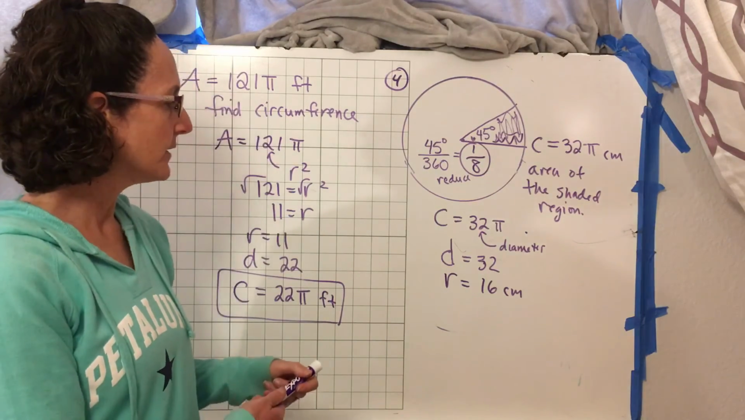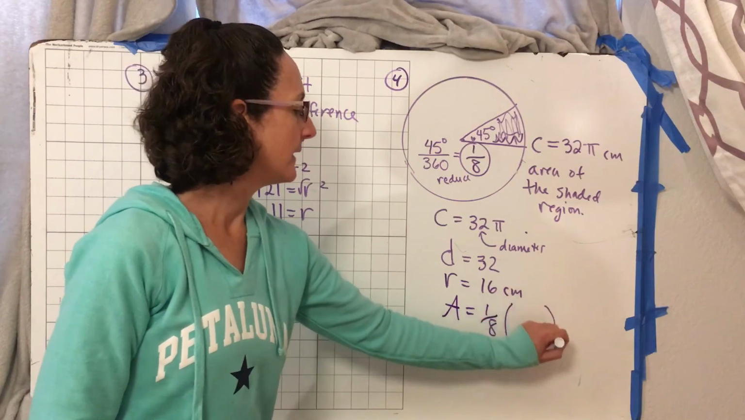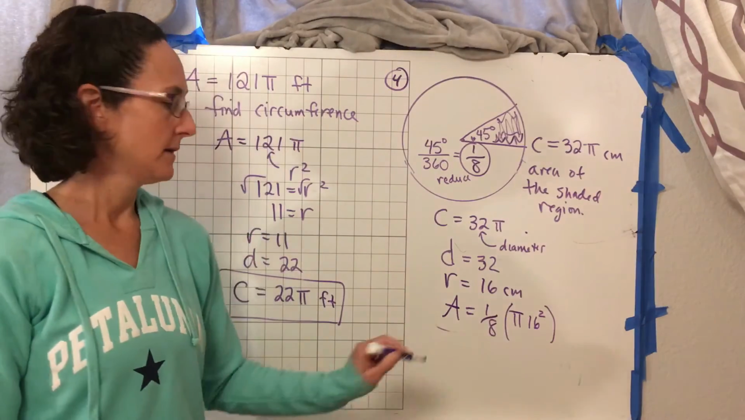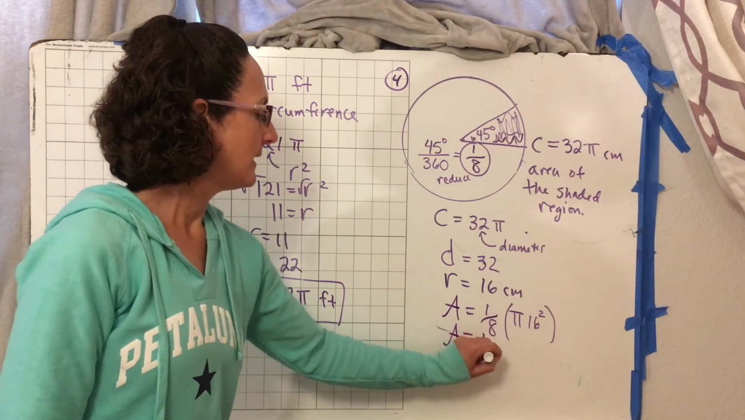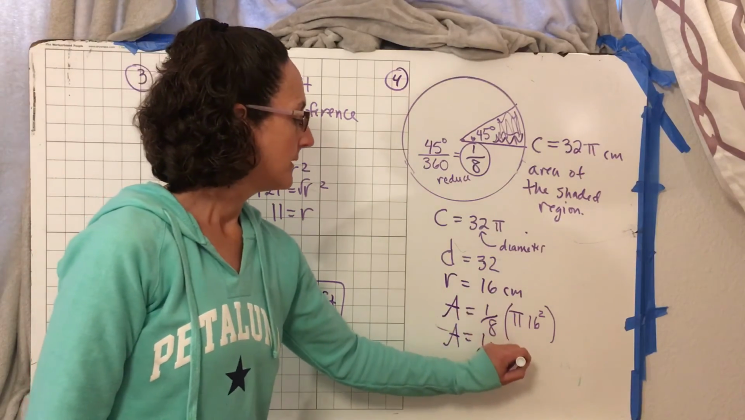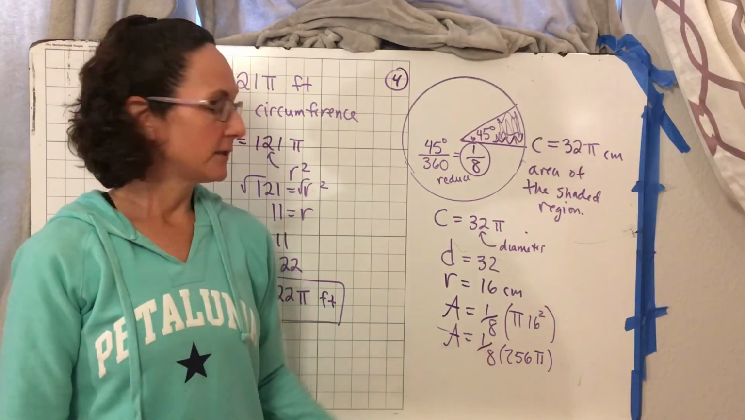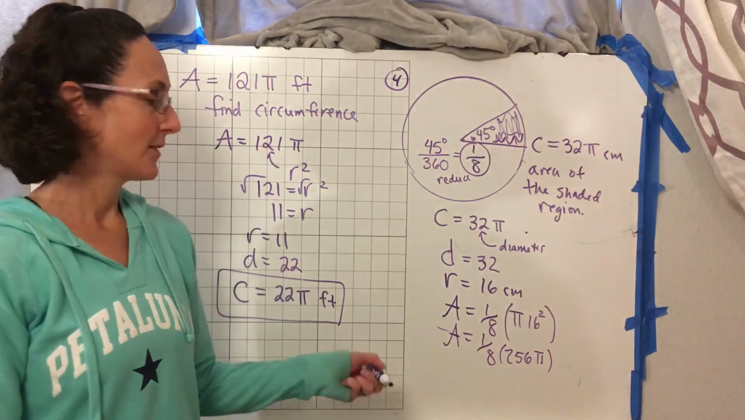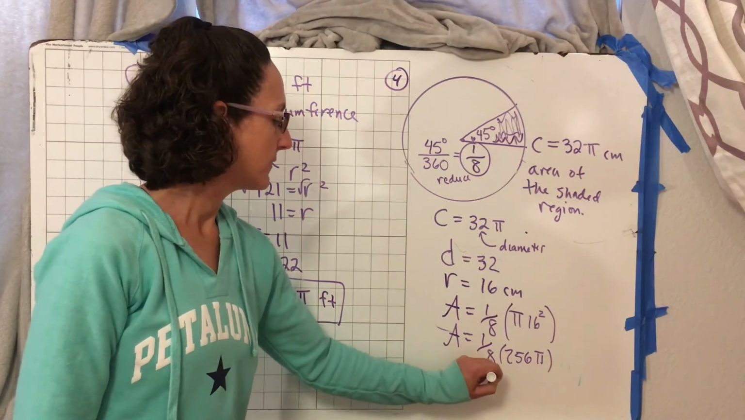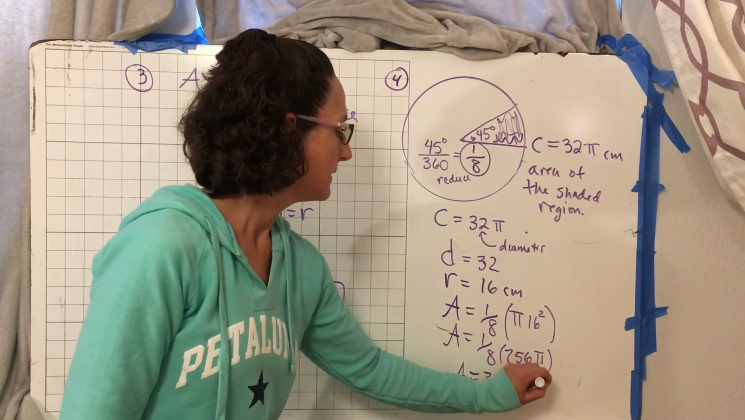So now to find my area, I'm finding 1/8 of the total area, which is pi r squared. 16 squared is kind of big, so you can use your calculator for that if you want. And then 8 goes into 256 evenly. It goes in 32 times, so 256 divided by 8 is 32 pi, and then we're in centimeters squared for that.